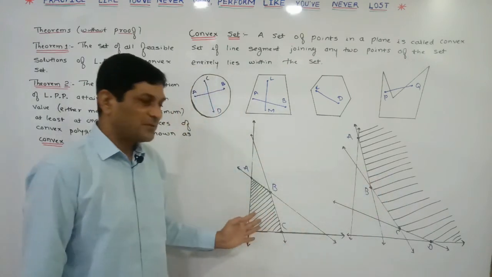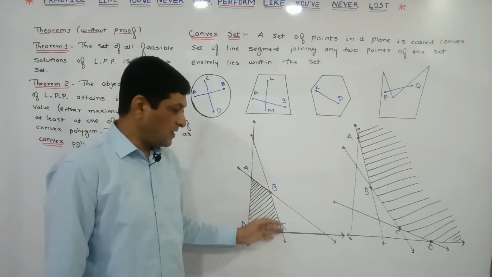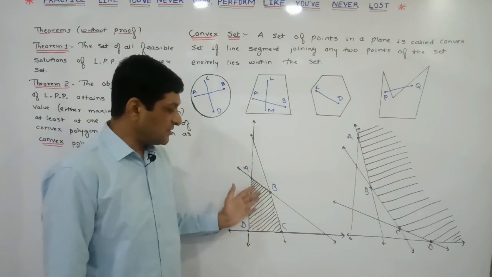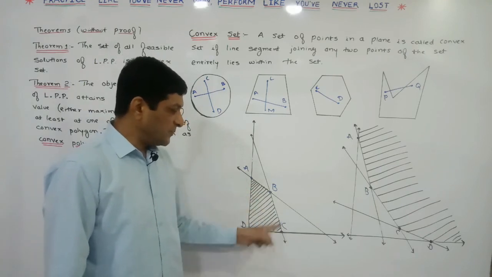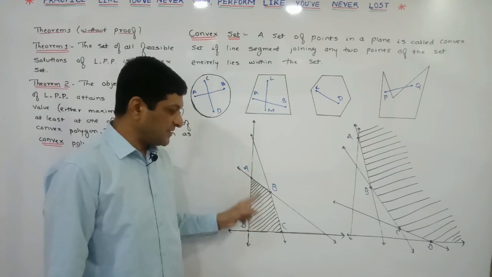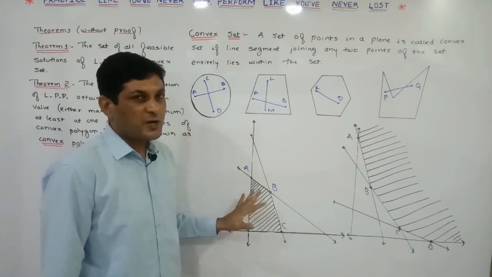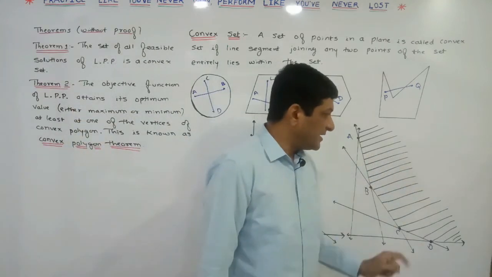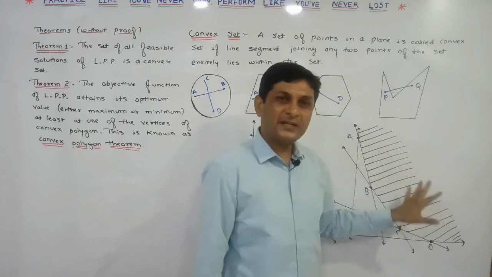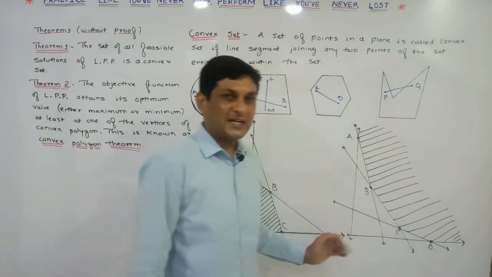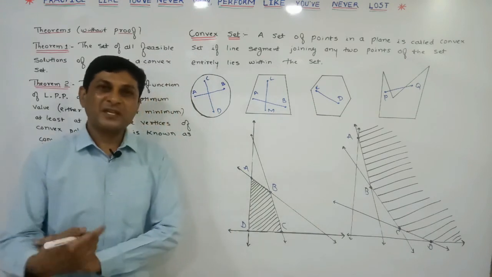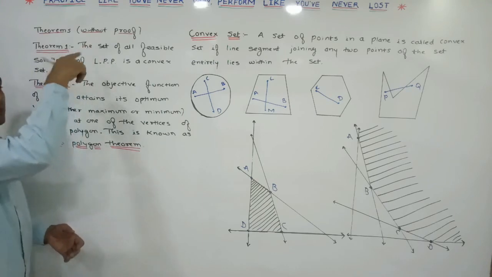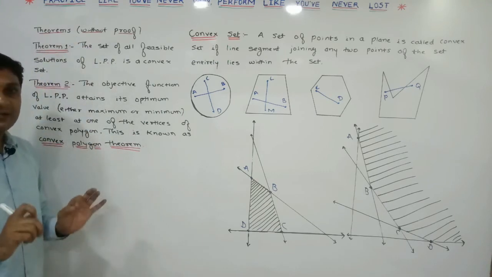Here also we have taken 2 examples, and we have got the feasible solution of some constraints. If you observe this figure, the shaded portion is nothing but what? Convex set, because the segment joining any 2 points is nothing but what? Convex set. Whether this feasible region is bounded or unbounded, the segment joining any 2 points in this set lies wholly in the same set. So we can say that the feasible solution of given constraints is always what? Convex set.